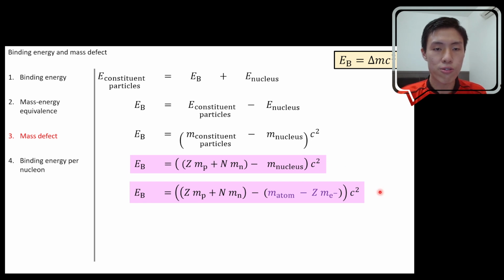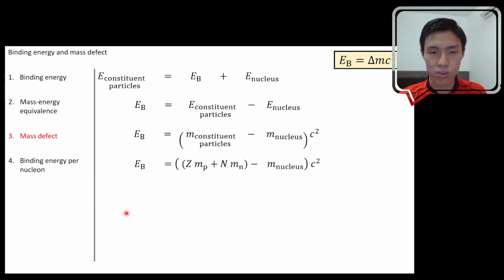Okay, so both of these equations can be applied. If you're focusing on what's in the bracket over here, what's in the bracket is the mass defect. So if the question asks for the mass defect, you can calculate using what's in the bracket over here. But you can also calculate using what's in the bracket over here to get the mass defect. But if you want to determine the binding energy, just multiply it by c squared, then you are able to get the binding energy.